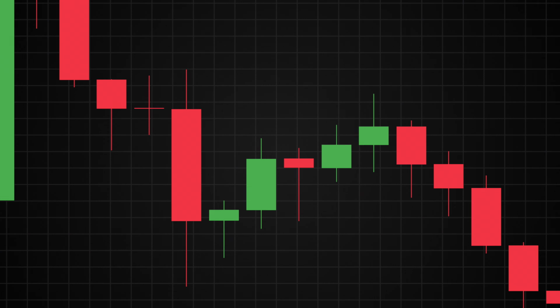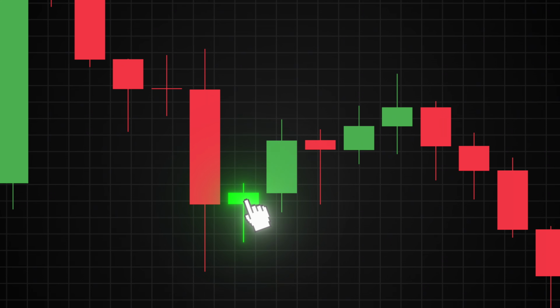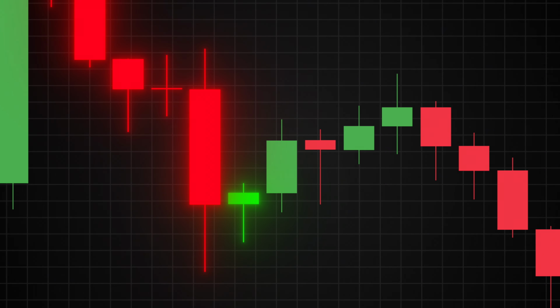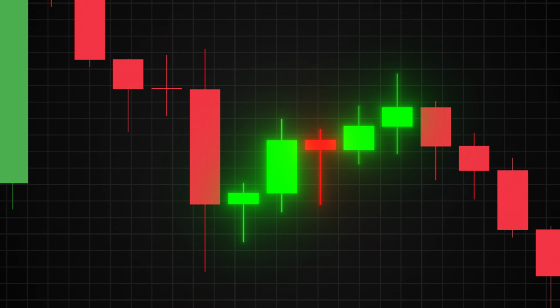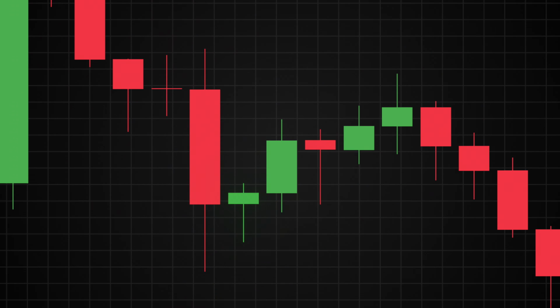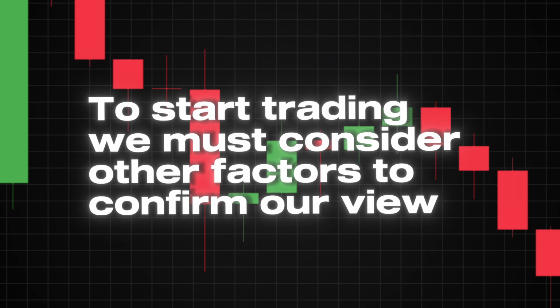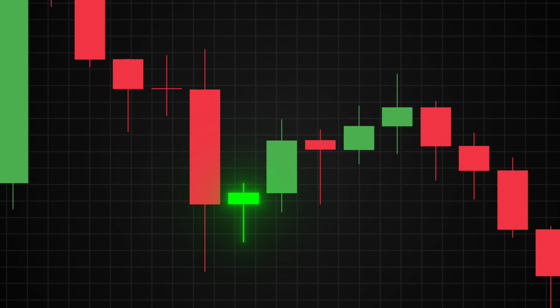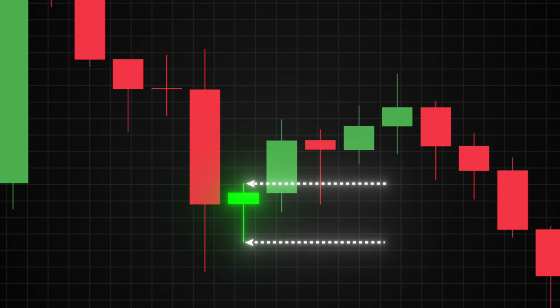How can this help us in a real situation? If a pin bar appears after a strong downtrend, it indicates that the sellers have lost their strength, and buyers are now stepping in to move the price upward. To start trading, we need to consider other factors to confirm our view. We will discuss this later, but if we find an opportunity to buy such a pin bar, we can place a buy order above the high of the pin bar, set a stop loss below the pin bar, and target the next level of resistance.